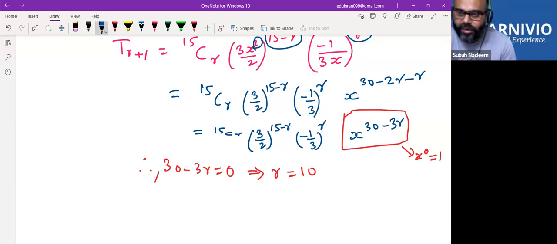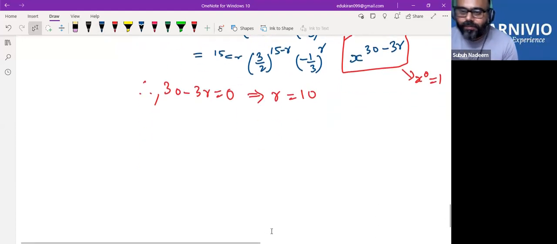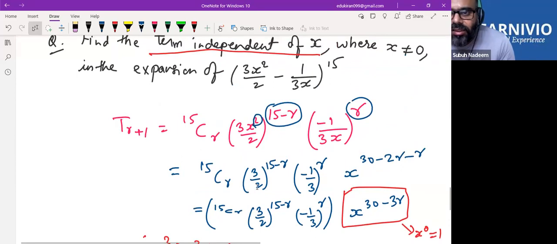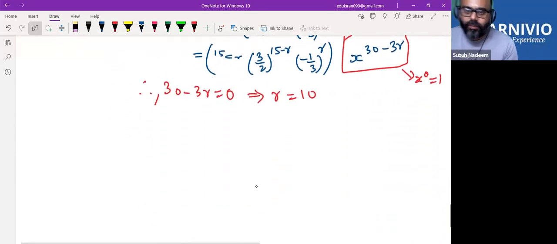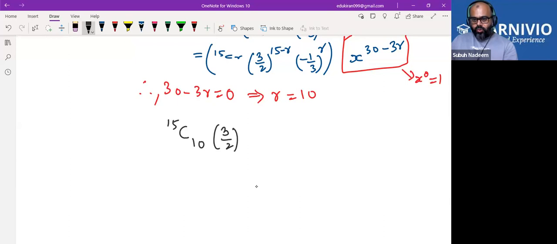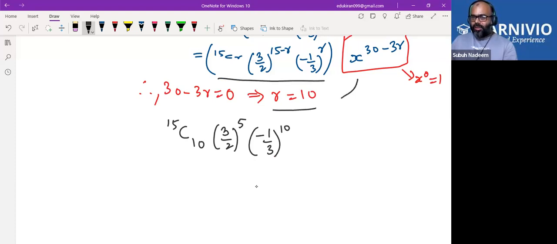Now, if it is 10, then in that case, this is the coefficient, and that is what they are asking. Find the term independent of x, means this term. So if you want to find this term, it will become 15C10, 3 by 2 to the power 15 minus 10, 5, and minus 1 by 3 to the power 10. So you first find r using this, and then you have to put that r in this one, and you will get this.